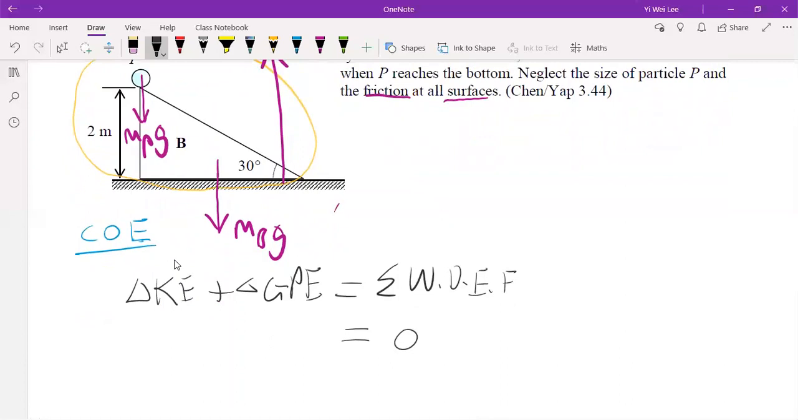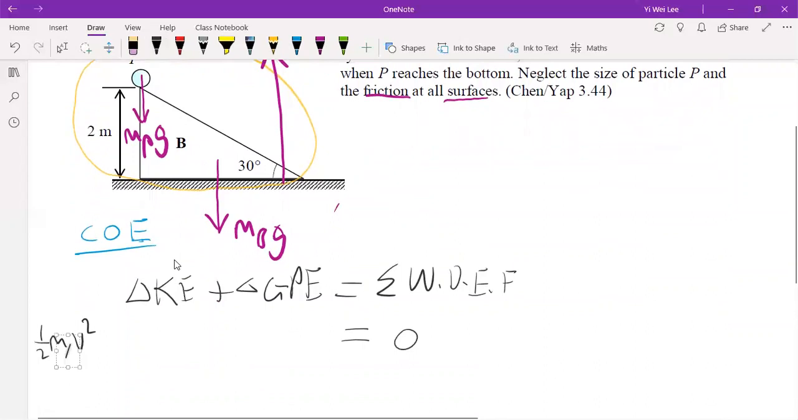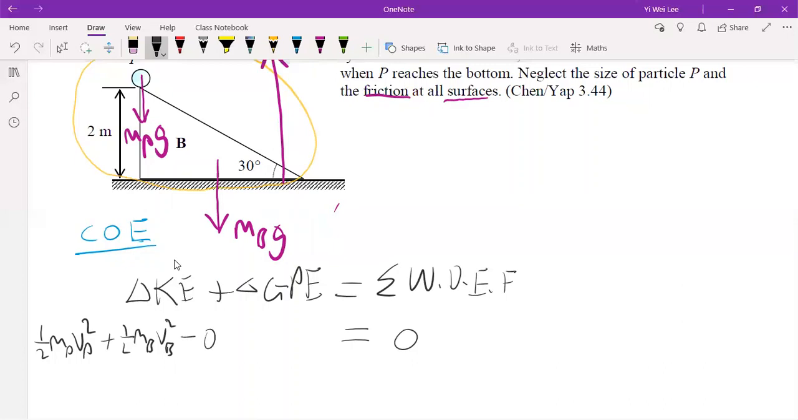Now, the change in kinetic energy is equal to the final kinetic energy of the system minus the initial kinetic energy of the system. So basically, we can say this equals half mp vp square, the final kinetic energy of P. The ball is known as P because they like to put it as P. Plus half mb vb square. This is the final kinetic energy of the particle and the block, minus the initial kinetic energy of the particle and the block, which is essentially 0. That's the change in kinetic energy.